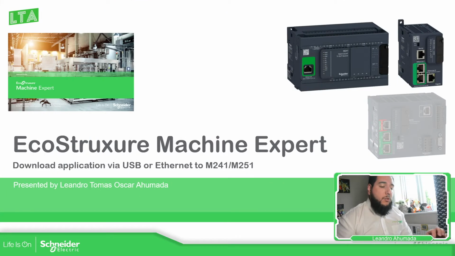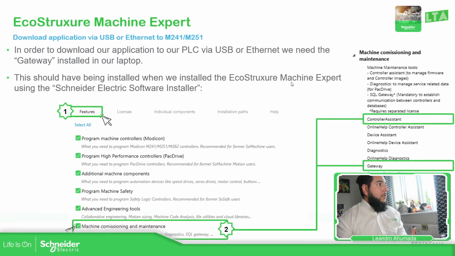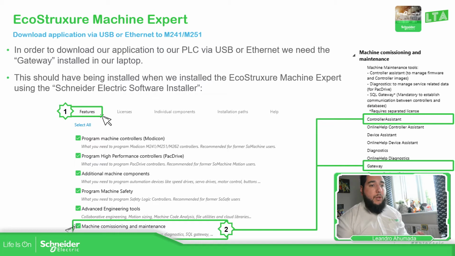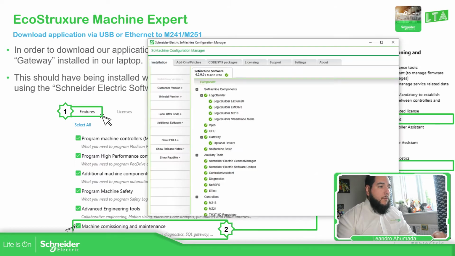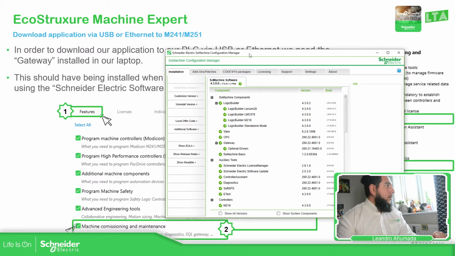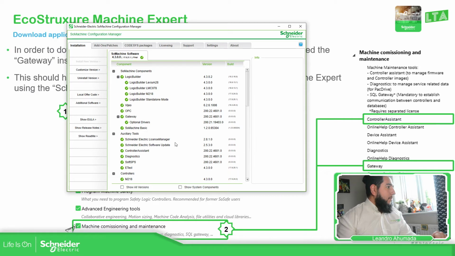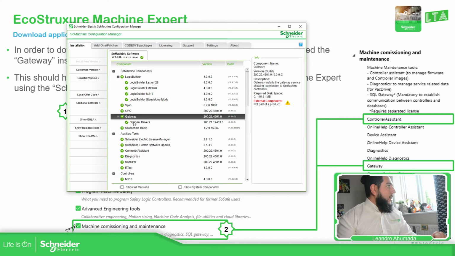The first thing that we need to have in our laptop is the gateway. As soon as we install the Machine Expert, we need to make sure that the gateway is installed. If you're using SoMachine, then you will need to check in the SoMachine Configuration Manager that the driver for the gateway is installed. You can see over here, in the version that you have, the gateway and the optional driver should be installed.